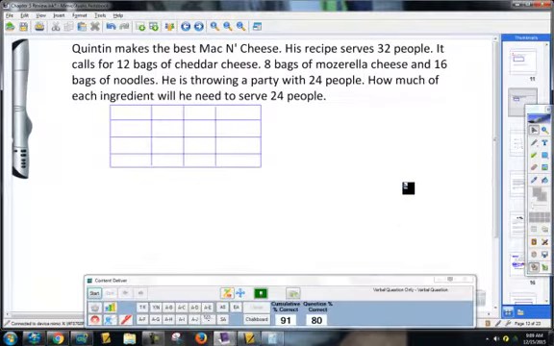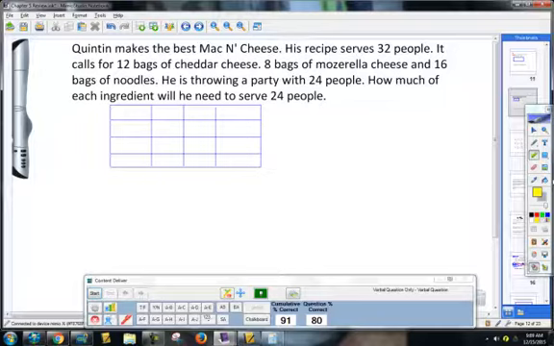Alright. So, don't start working without me yet. Okay? This is all fake information up here, right guys? That's why this is kind of setting the stage. So Quentin makes the best mac and cheese. His recipe serves 32 people. It calls for 12 bags of cheddar cheese, 8 bags of mozzarella cheese, and 16 bags of noodles.